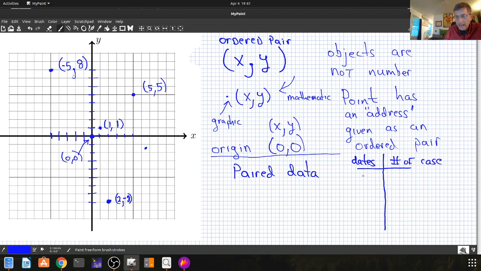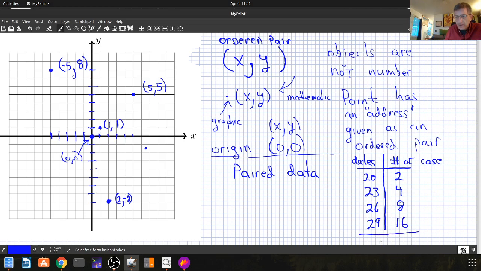So on day 20 in Florida, say we had in Brevard County, 2 cases. On day 23, we had 4 cases. On day 26, we had 8 cases. On day 29, we had 16 cases. So this is paired data.